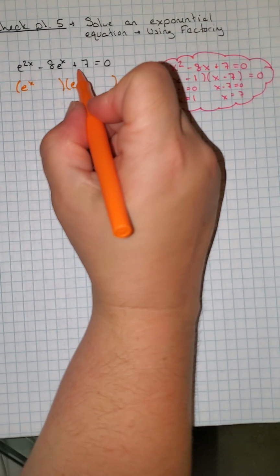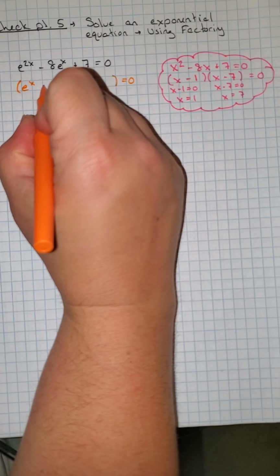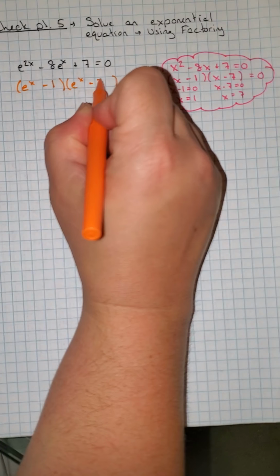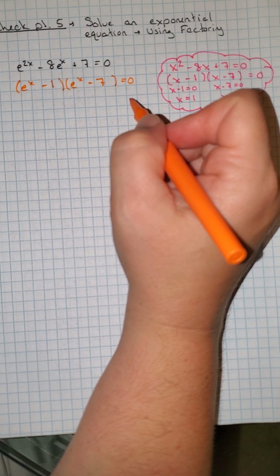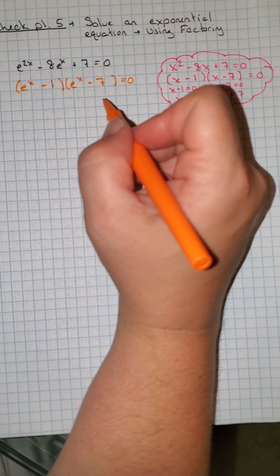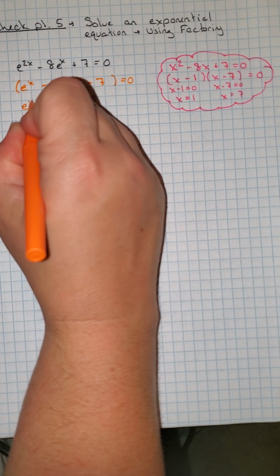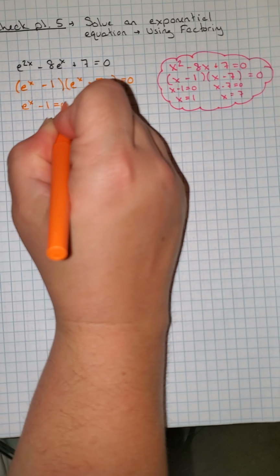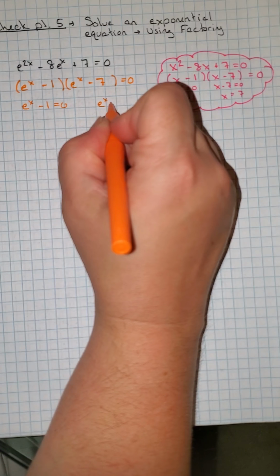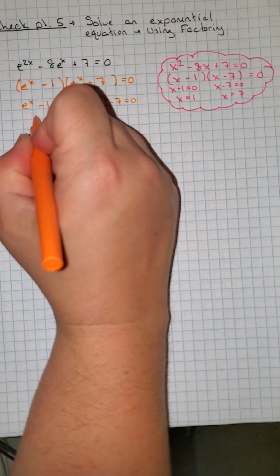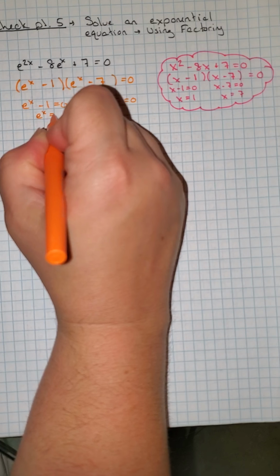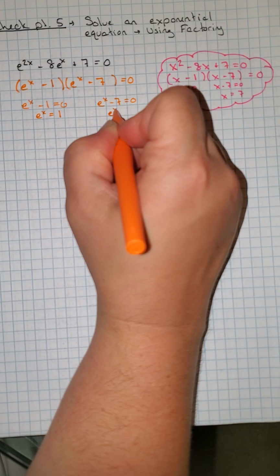And then I need two numbers that multiply to 7, add to -8. That's -1 and -7. Then we do the same process. Set each of these parentheses equal to 0. So e to the x minus 1 equals 0. E to the x minus 7 equals 0. So e to the x equals 1 and e to the x equals 7.